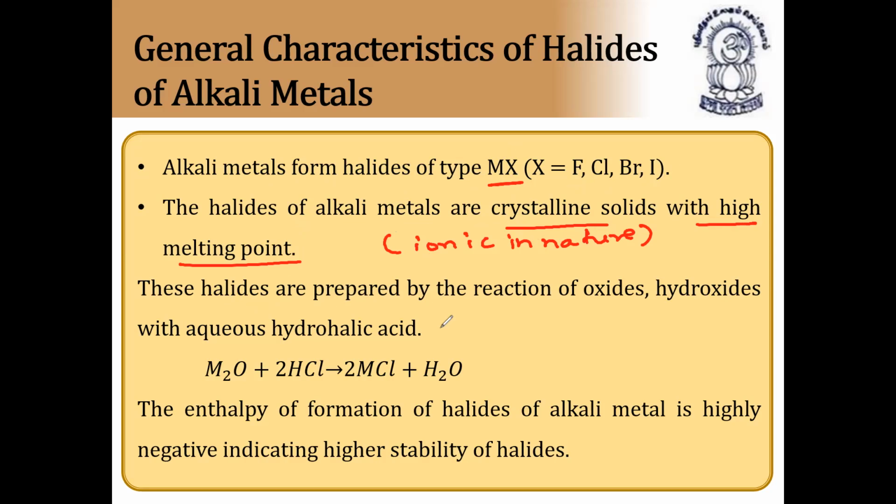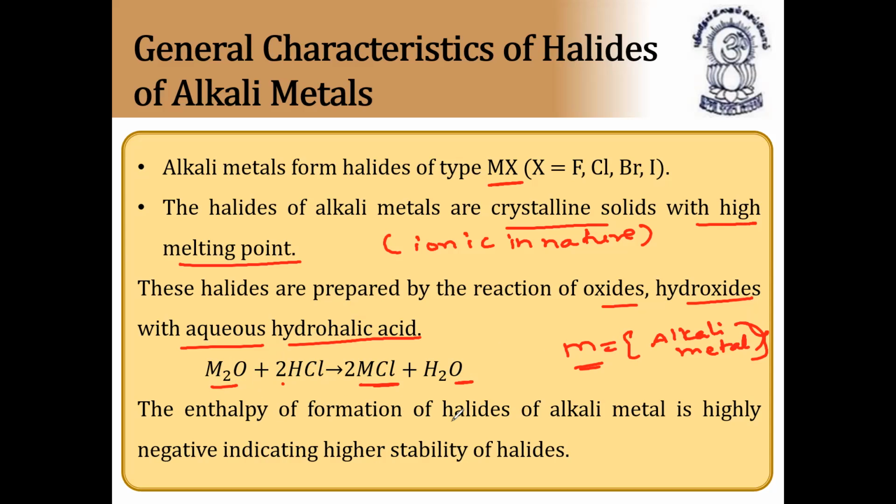So these halides are prepared by the reaction of oxides or hydroxides with aqueous hydrohalic acid. Hydrohalic acid means any halogen acid. So alkali metal oxide, here M can be any alkali metal, that is lithium, sodium, potassium, rubidium, cesium, and francium. Not francium, except francium. So M is equal to all alkali metals. So M2O on reaction with HCl forms MCl plus H2O.